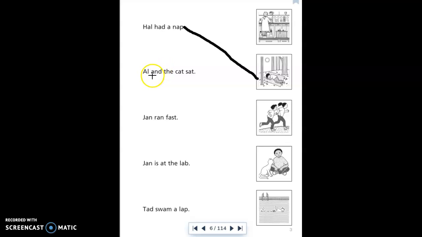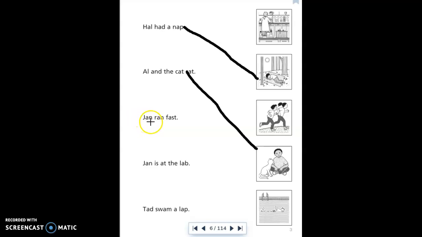Owl, here's a memory word, and another memory word, the, at, cat, at. Owl and the cat sat. All right, so if I look down here, I can see Owl and the cat, and they're sitting. Okay, short sentence here.